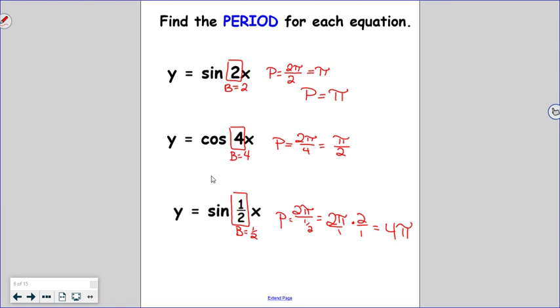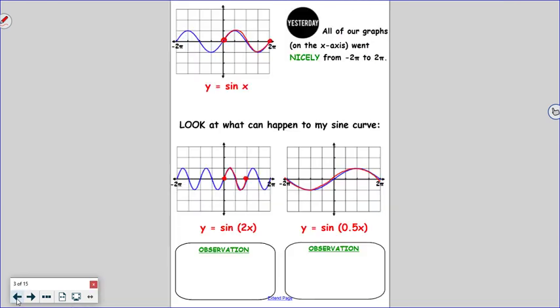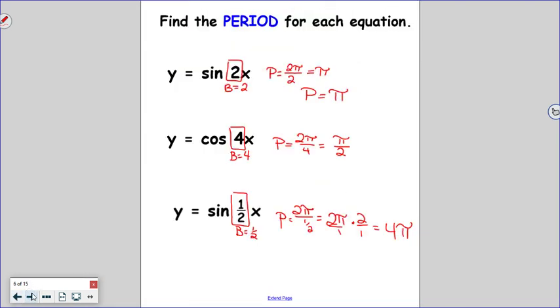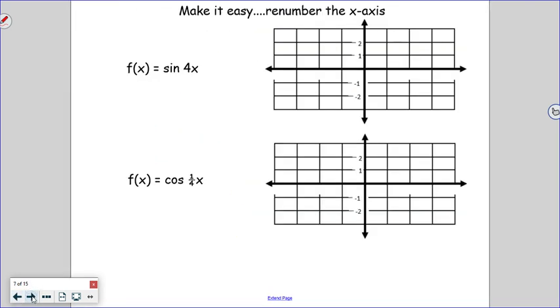Okay? Now, one method of how to show this when you graph is just to use what we had before and squish it into that amount of time, or stretch it out over that amount of time. That is the way more difficult way of graphing this. We're going to kind of cheat the system a little bit, and we are just going to renumber our x-axis to match the period of that particular graph. So how do we do this?